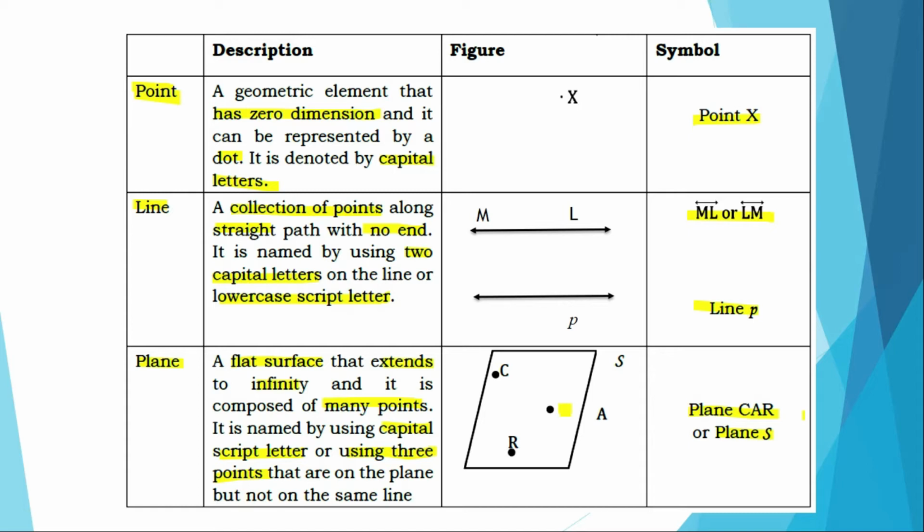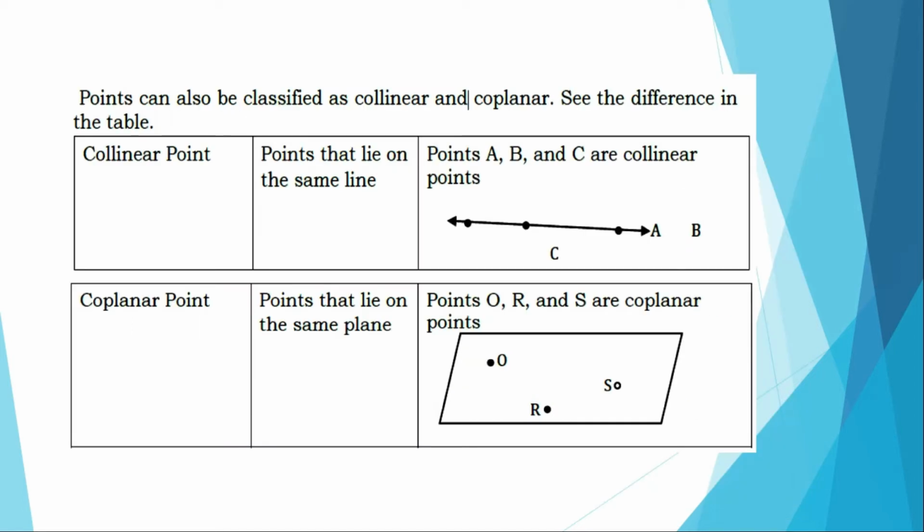Okay, so let's proceed to the next concept. Points can be classified as collinear and coplanar. See the difference in the table. Take a look at collinear point and coplanar point. When we say collinear point, points that lie on the same line. Take a look at the figure. Points A, B, and C are collinear.